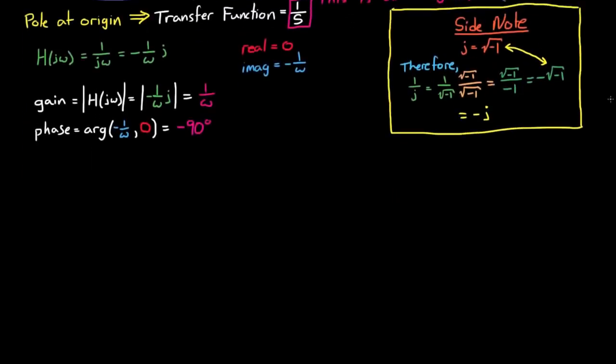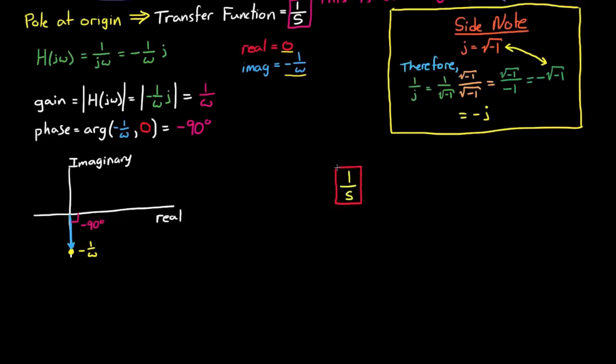To see this graphically, you can plot the real and imaginary components on an axis. In our case, the real component is 0, and the imaginary component is minus 1 over omega. The length of the vector from the origin to that point is the magnitude, which you can see as 1 over omega, and the phase is the angle off the positive real axis, or minus 90 degrees, just like we calculated.